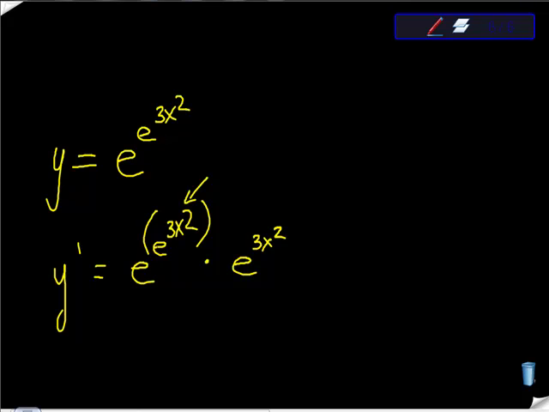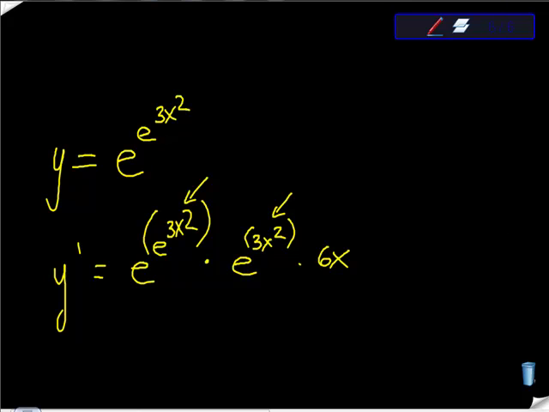To the 3x squared. I am missing this e here. That is the difference there, isn't it? Times the derivative of the top part. And the derivative of the top part is just 6x, isn't it? So I'm taking the derivative of this piece, which is just 6x. And that is my derivative.